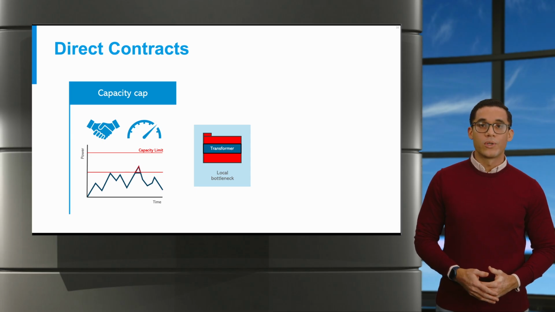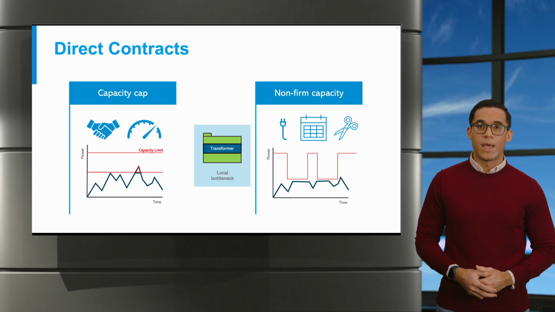This links to connection agreements. Traditionally, users get firm capacity, meaning it is always available. But in congested areas, DSOs can offer non-firm capacity, capacity that is available most of the time but can be curtailed during rare stress moments. Non-firm contracts can help connect more users by using spare capacity but keeping the right to temporarily limit usage when the network is under pressure.